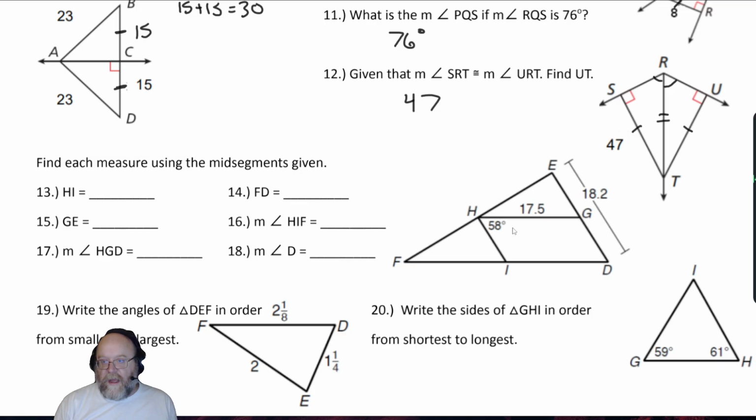Okay, so HI is right here. HI is going to be congruent to these two parts, or HI is half of ED. So it's going to be half of 18.2, which is 9.1. What about GE? GE is congruent to HI, so 9.1.